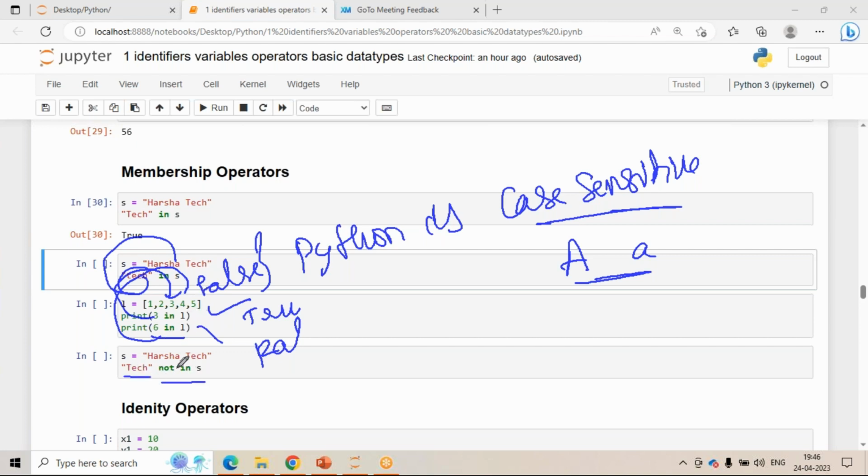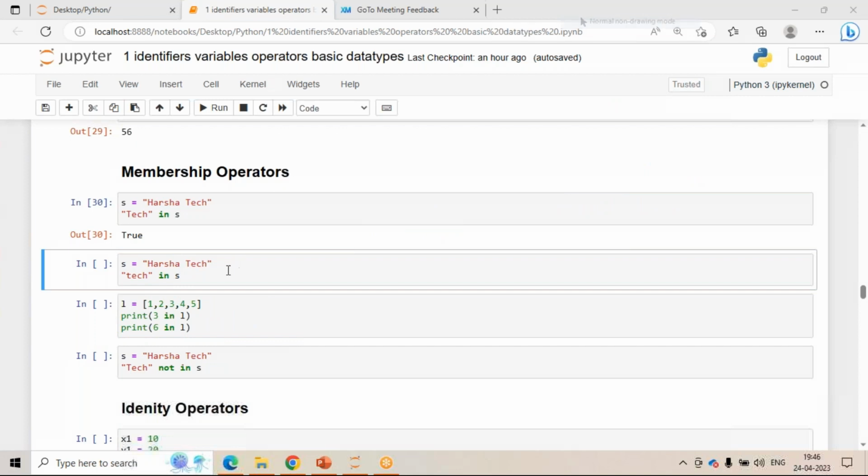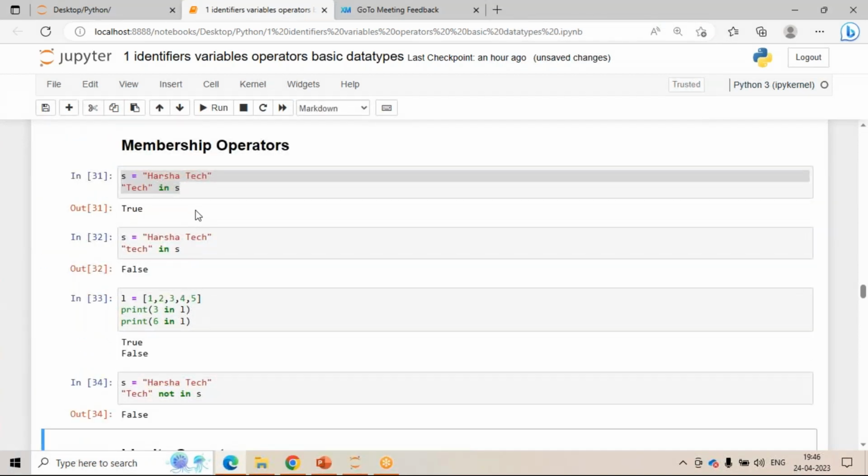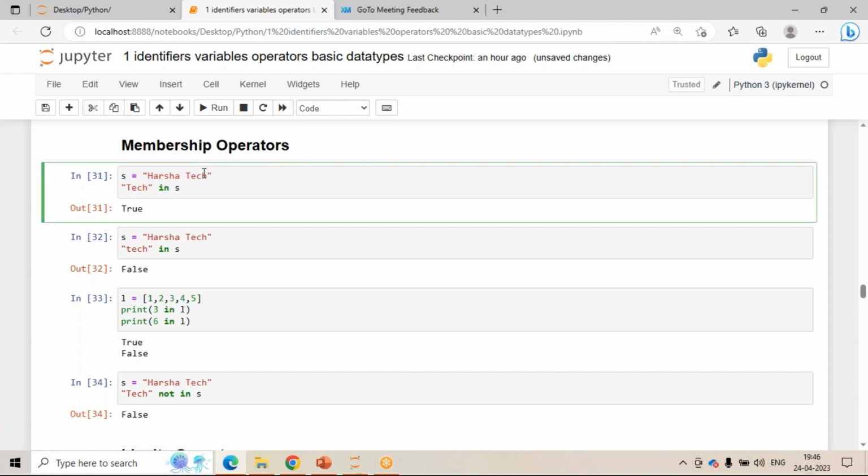Now take not in. Yes, it is exactly the opposite of in, so this is true or false? Yes, it is false. Now let me run them one by one. Look at here. I hope membership operations are okay for everyone.